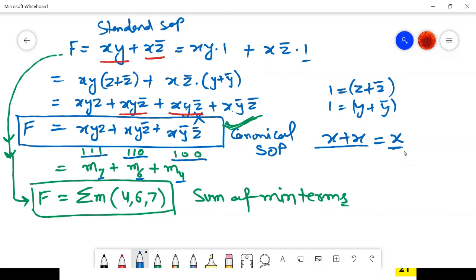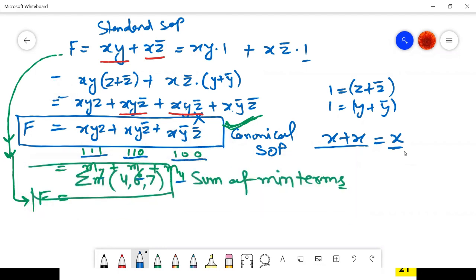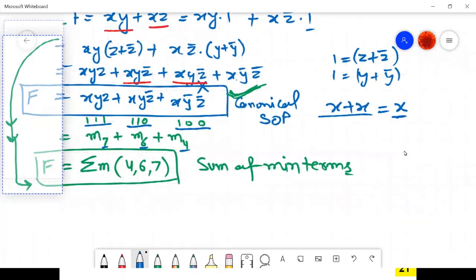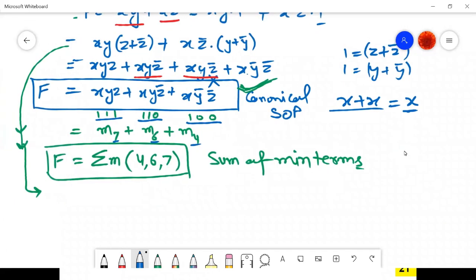I'll show you this thing. So basically, what is the significance of this one? Just give me a minute. Let me just squeeze it if I can.